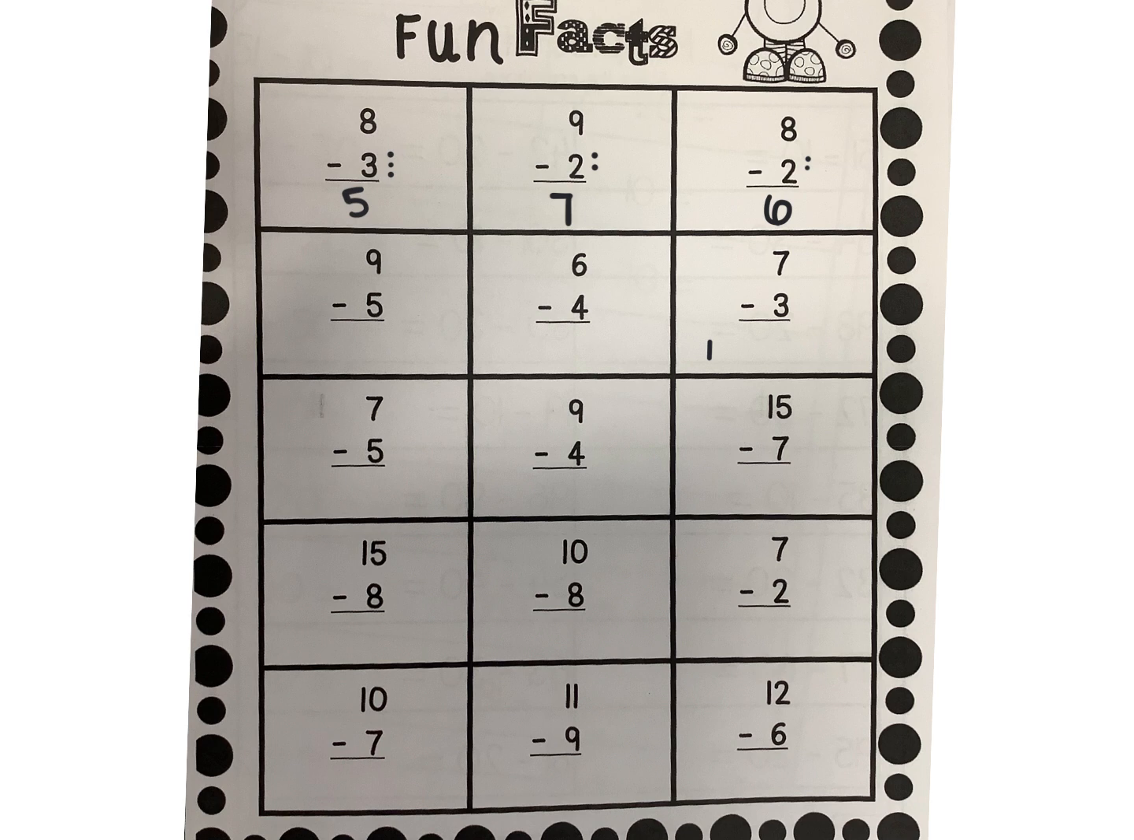9 minus 5, 8, 7, 6, 5, 4. 6 minus 4, 5, 4, 3, 2. And the last one I'm going to do with you is 7 minus 3, 7, 6, 5, 4. Okay. Now you can go ahead and finish the rest on your own and then do what your teacher would have you do.